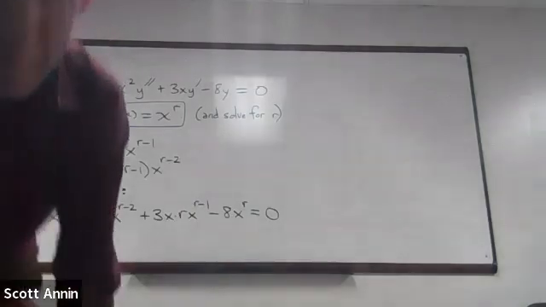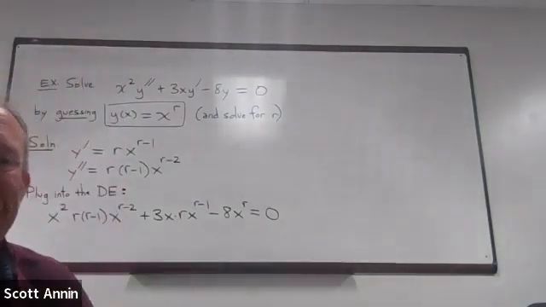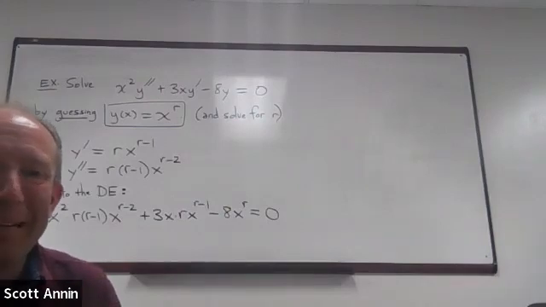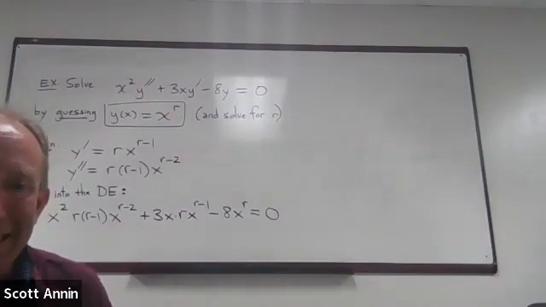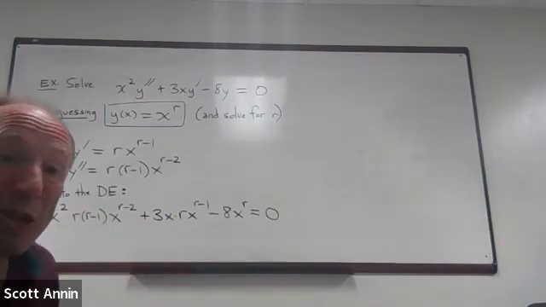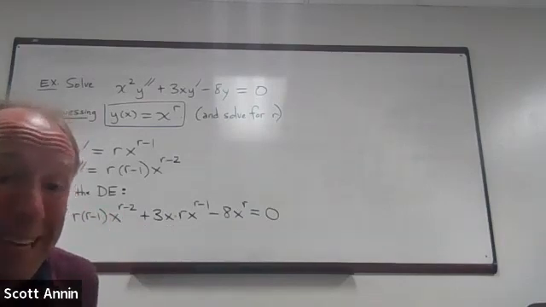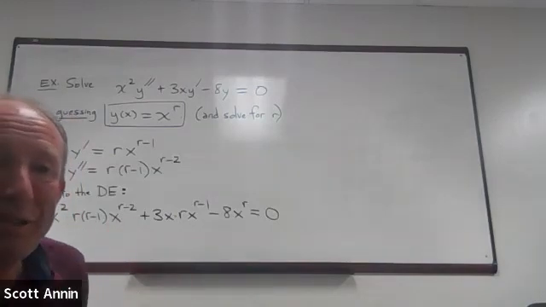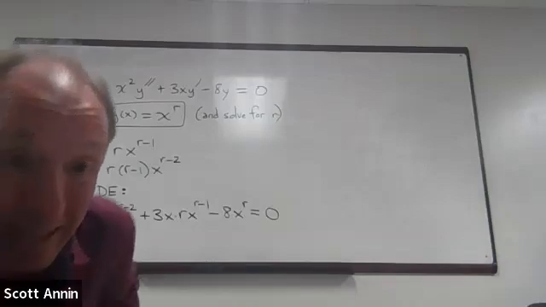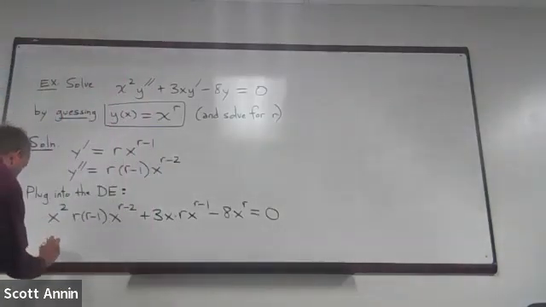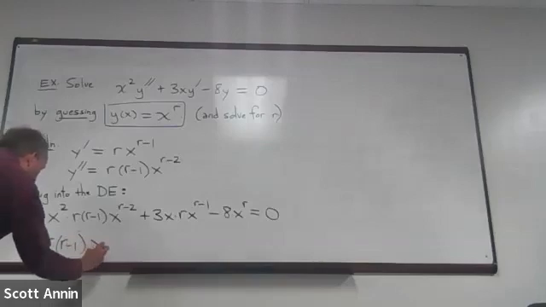Okay. Feel free to pause the video if you need time to go through any thought process on this or just get it copied down nicely. You see these powers of x here and here? We can use our laws of exponents to combine them together, right? x squared times x to the r minus 2 is actually just x to the r. So I actually have an x to the r there. In fact, I'm going to go ahead and write that as x to the r.